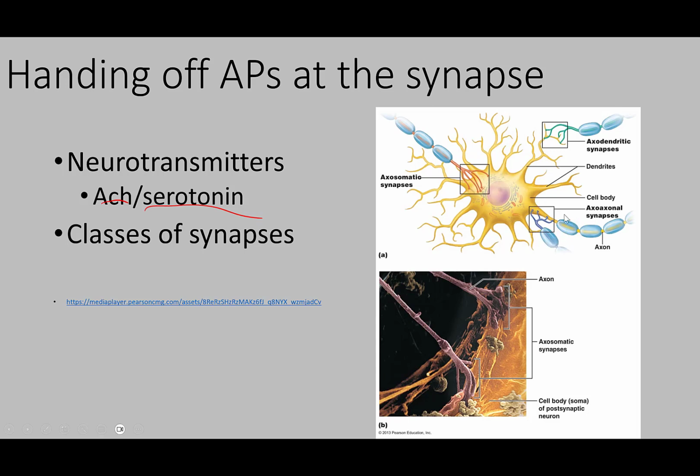But the other class is called an axonal synapse. In this case, the axon of the sending neuron connects with either the axon hillock or the axon of the receiving neuron. We're going to see why that's important in just a moment, but I'm going to click on this. I don't know if there's going to be any audio, but you can click on it in the PowerPoint that's loaded to watch it if there is no audio.